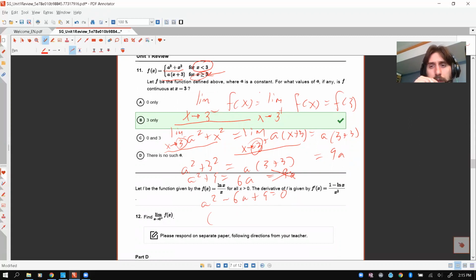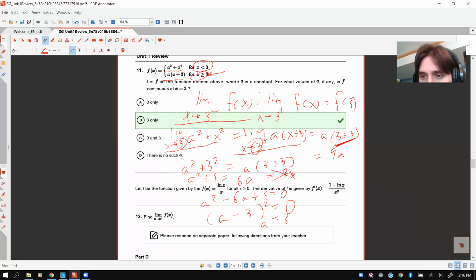For what values of a, if any, is f continuous at x equals 3? Yeah, so we just want those to equal when x is 3. Oh, I think we got it. I think the only time those will equal is 3. Oh yeah, no, I'm sorry. If you factor that, you get a minus 3 squared is equal to 0, which is a equals 3. So if we plug that in, oh yeah, here's where I messed up.